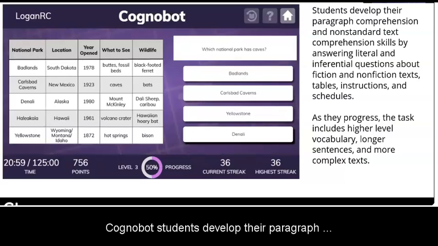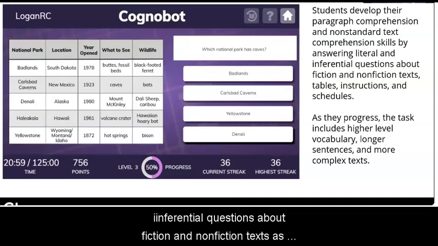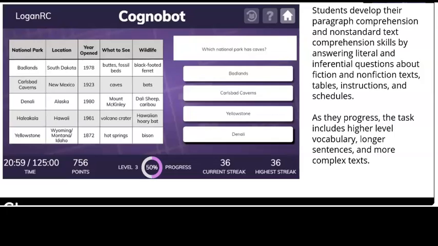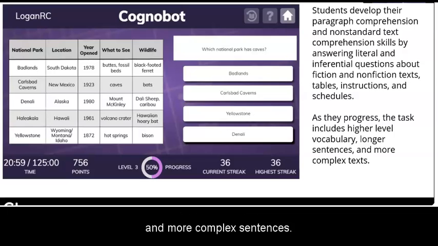Cognobot students developed their paragraph comprehension and non-standard text comprehension skills by answering literal and inferential questions about fiction and nonfiction texts, as well as tables, instructions, and schedules. As they progress, the task includes higher level vocabulary, longer sentences, and more complex sentences.